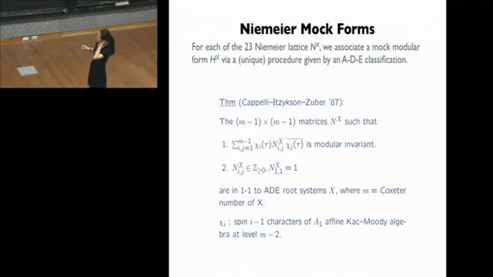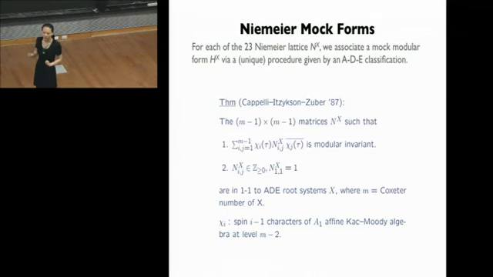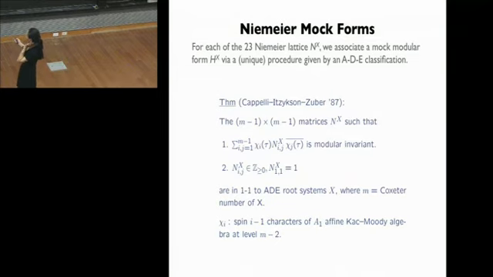And the theorem is that these matrices N_X are in one-to-one correspondence with ADE root systems. And m here, which denotes the size of the lattice, as well as the central charge of the CFT or the level of the affine algebra, is simply given by the Coxeter number of the root system. Okay. So this is a very beautiful ADE classification of modular invariance.